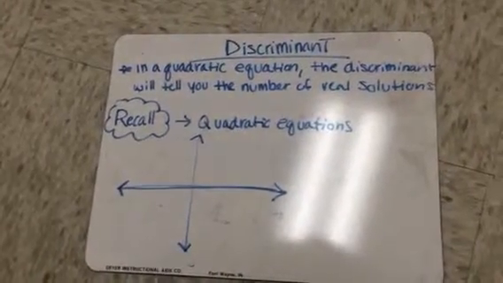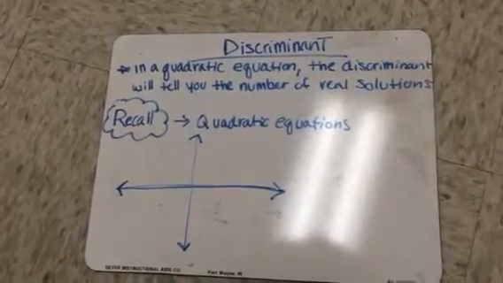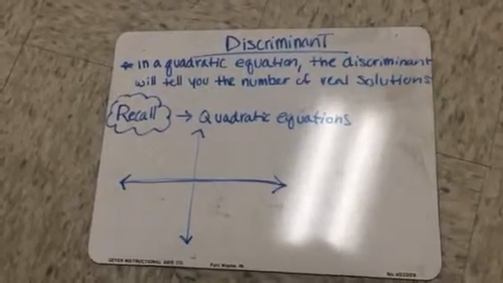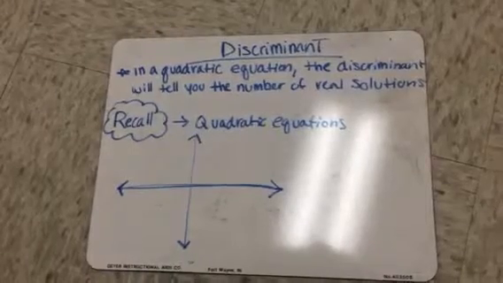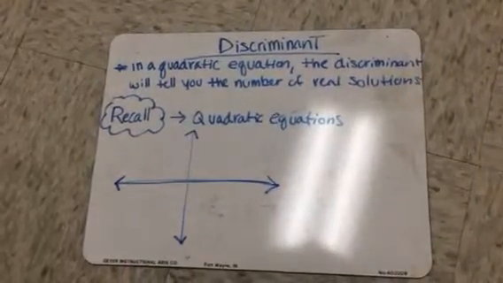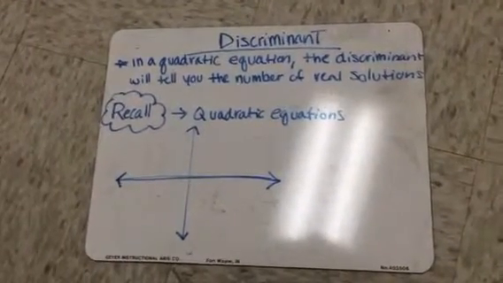Alright, so this is the discriminant video. So first off, what is the discriminant? In a quadratic equation, the discriminant will tell you how many real solutions you're going to get when you solve for x. So first, we're going to recall quadratic equations and how we go about solving those.